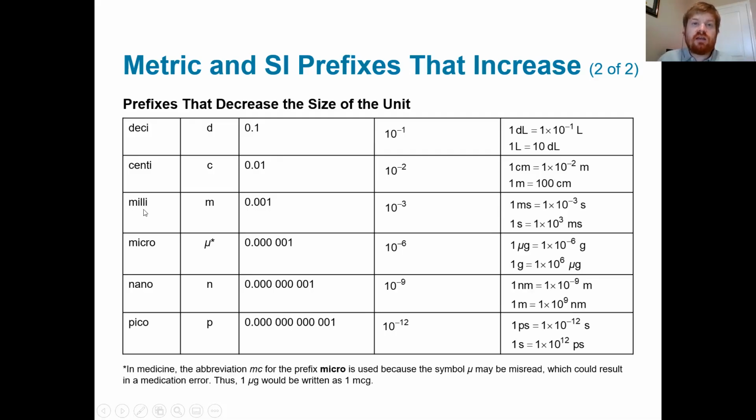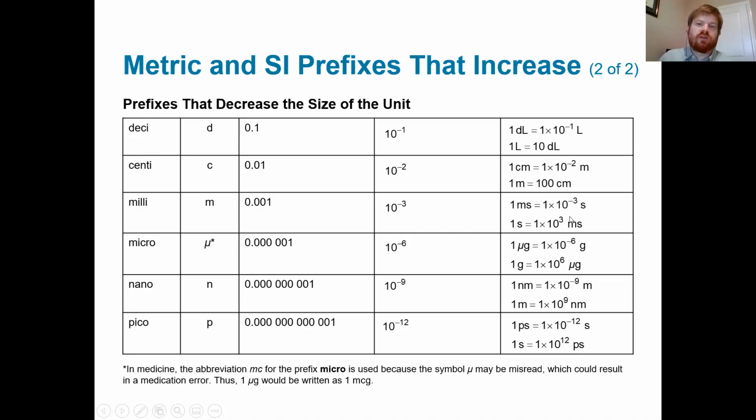Next up, we have milli, which is, again, more famous in milliliter. You have probably heard of milliliters before. And milli means 1/1000. So it's 0.001, right? So the 1 is in the thousandths digit. In scientific notation terms, that's 10 to the negative 3. So you could say 1 millisecond is 10 to the negative 3 seconds.